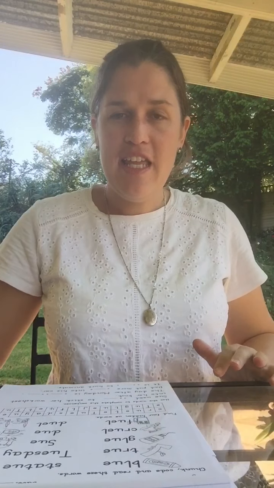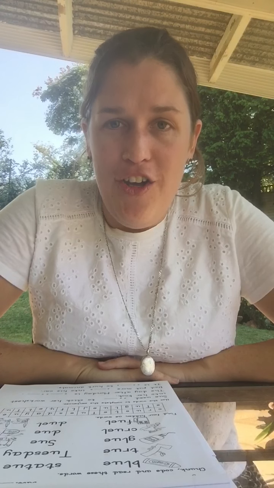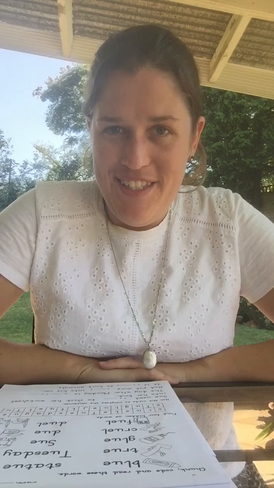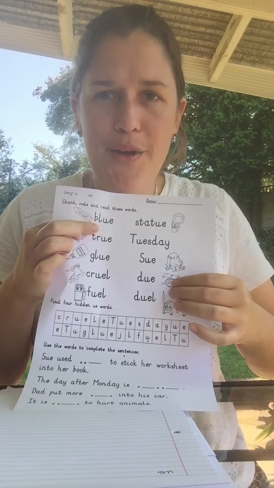Now, let's have a look at our words, shall we? So, our first words, our words that we're going to read today and code and chunk, let's get started. Right, our first word that we can see on our worksheet is blue. Let's go down the list, shall we? Okay, our first word is blue. Now, let's sound it out together.